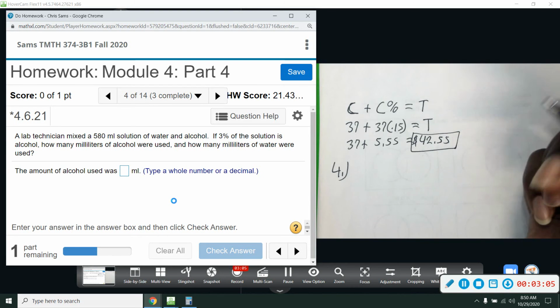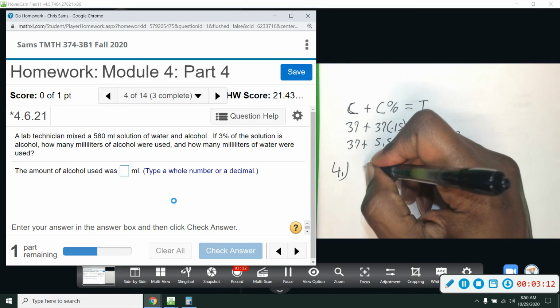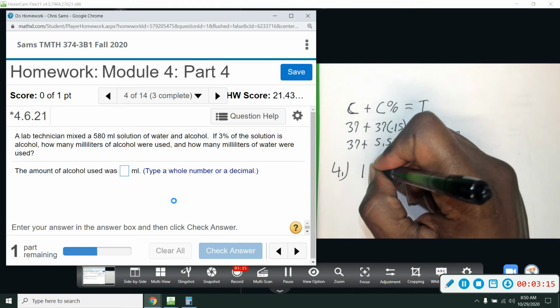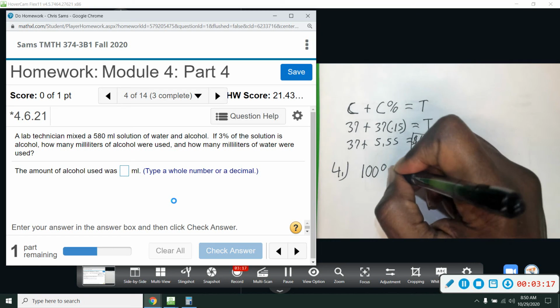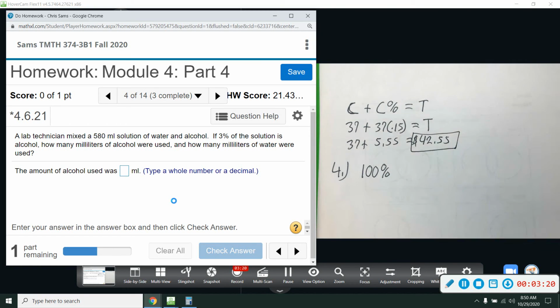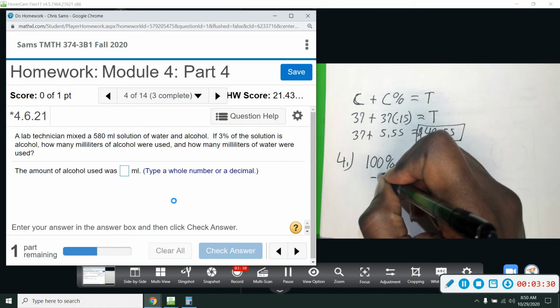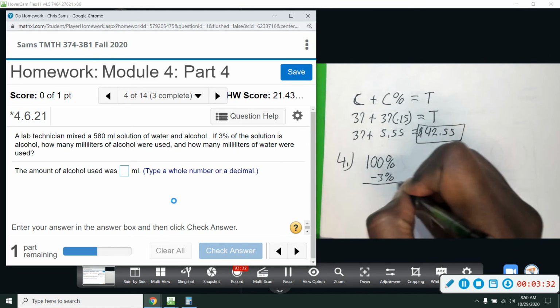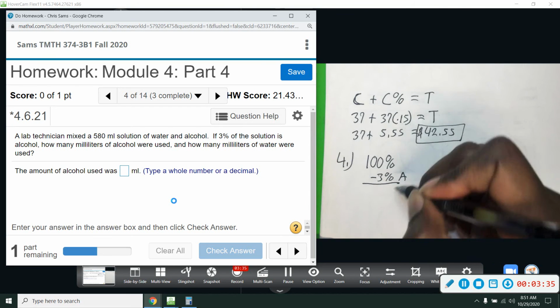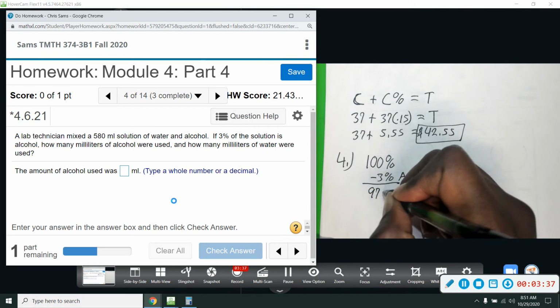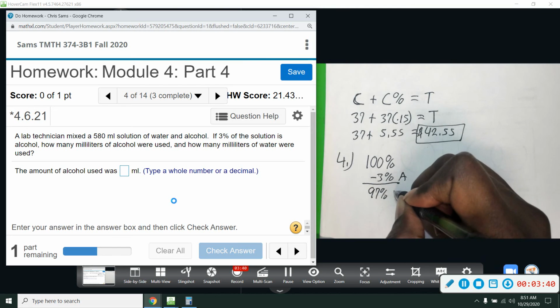Okay, so this one we can just do 97%, or we can subtract. There's multiple ways we can do this. So you need to be familiar, or should understand that the total is 100%. That's always the case. We can't really do anything more than 100% in actuality. All right, so they're telling us that 3% of the solution is alcohol. So that means if I take away 3% being alcohol, so I'm going to put an A by this, this leaves me with 97%, which would be water.